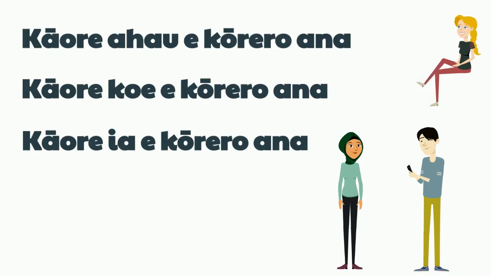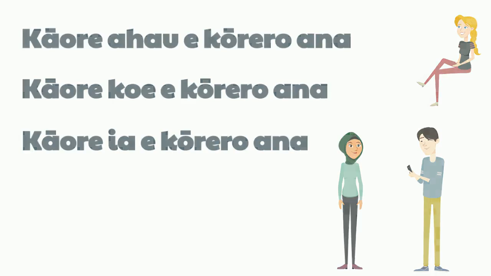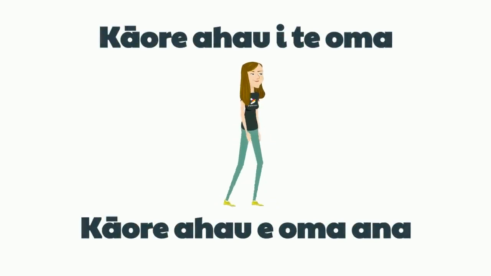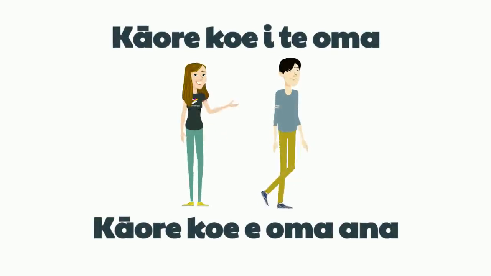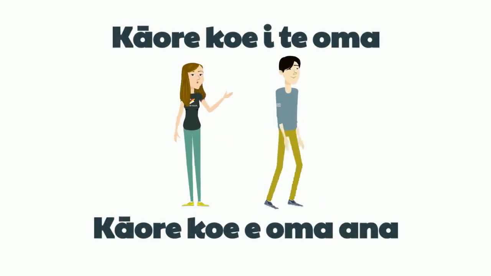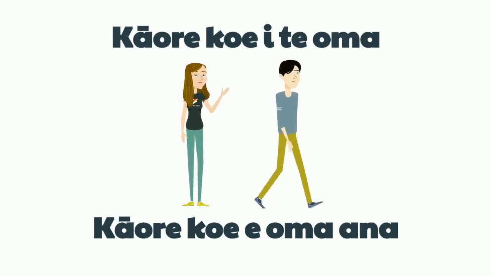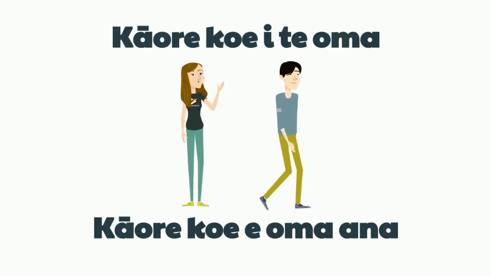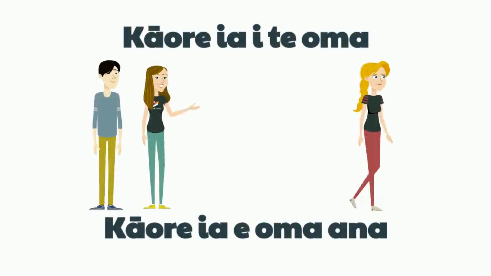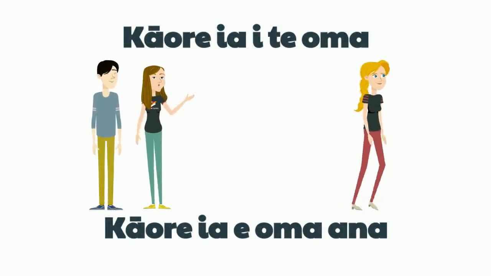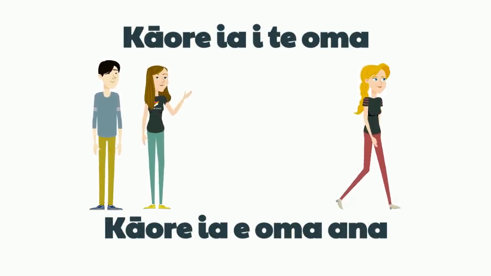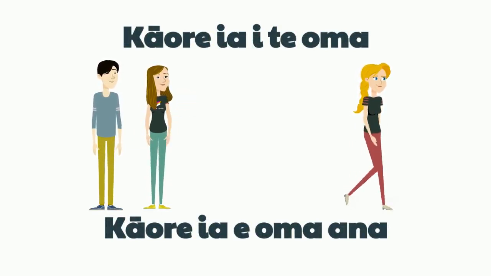To change the action, we simply change the verb. Oma means run. Kāore ahau i te oma. Kāore ahau e oma ana. I'm not running. Kāore koe i te oma. Kāore koe e oma ana. You're not running. Kāore ia i te oma. Kāore ia e oma ana. He or she is not running.